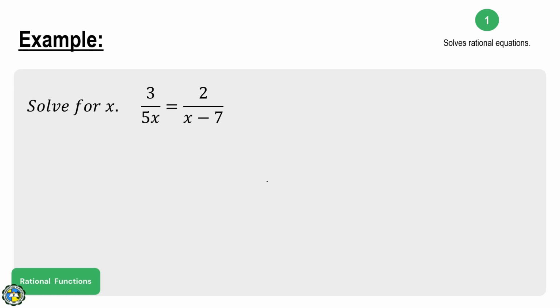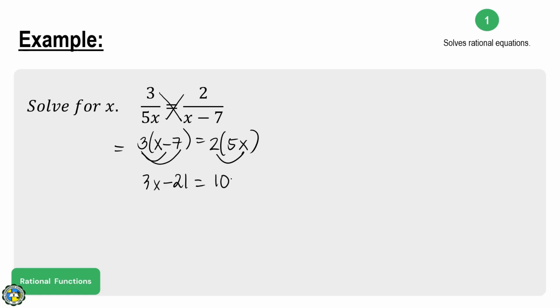So, let's solve the equation 3 all over 5x equals 2 all over x minus 7. Remember, we just cross-multiply. 3 times x minus 7 equals 2 times 5x. And for us to simplify this, we're going to use distribution. So, 3 times x is 3x, 3 times negative 7 is negative 21, equals 10x.